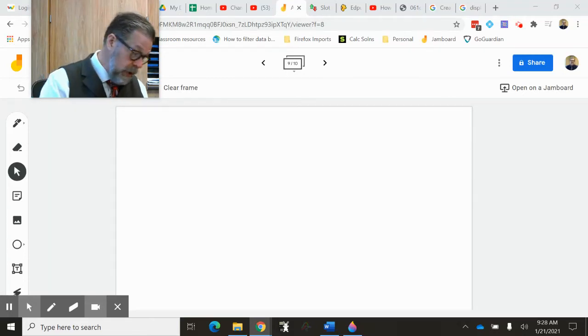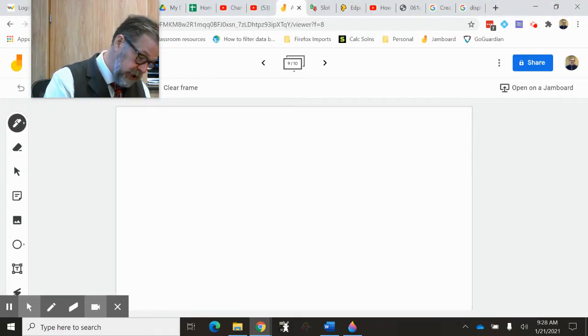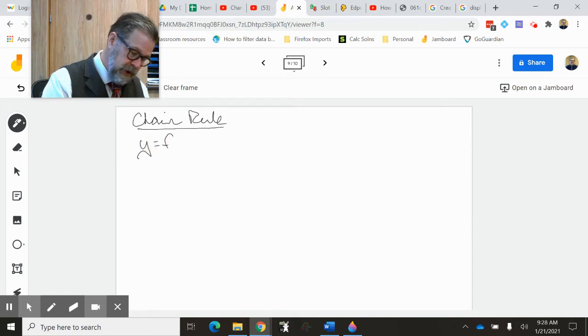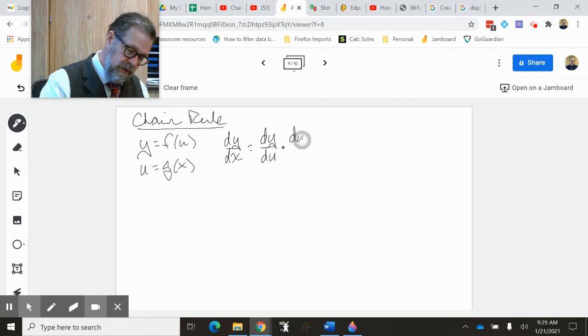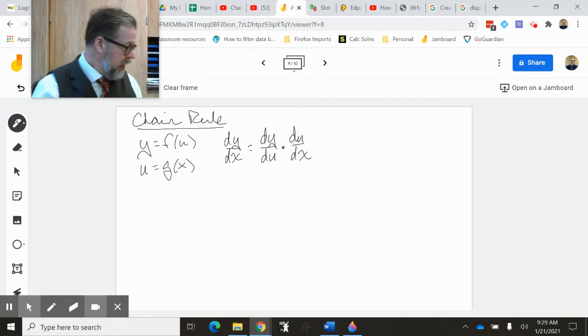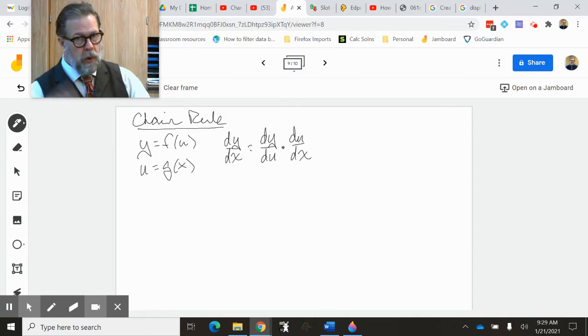Okay, so now we've established what the chain rule is. The chain rule says that if y is some function of u, and u is some function of x, then the derivative of y with respect to x is the derivative of y with respect to u times the derivative of u with respect to x. And we can extend this to a whole bunch of different functions.